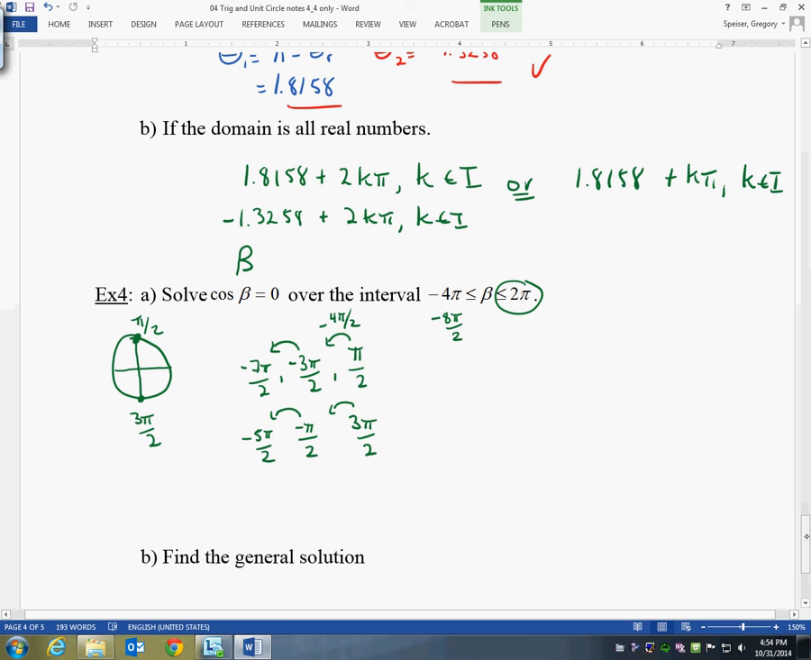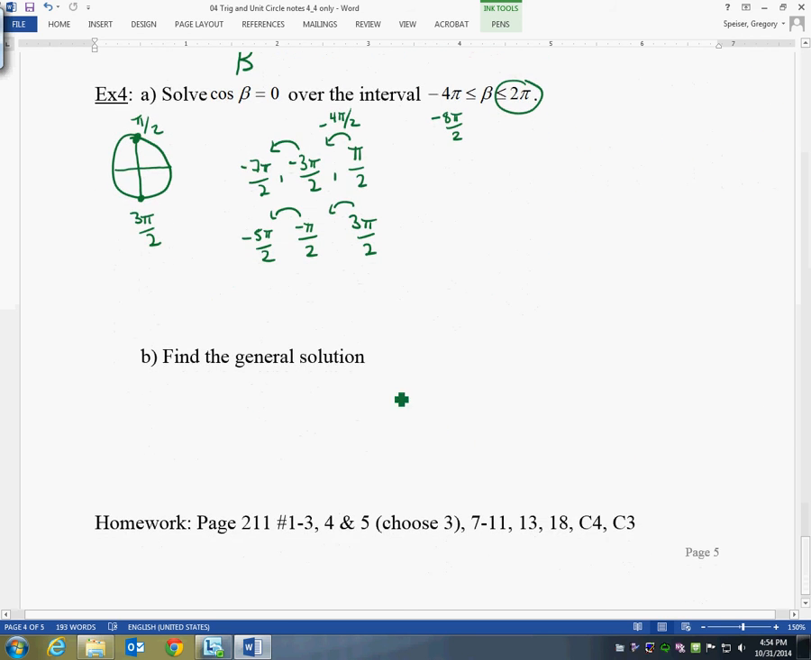To go to the general solution now, I could say pi over 2 plus 2 pi k, where k is all the integers, and 3 pi over 2 plus 2 pi k, where k is part of the set of integers. And we are done 4.4.